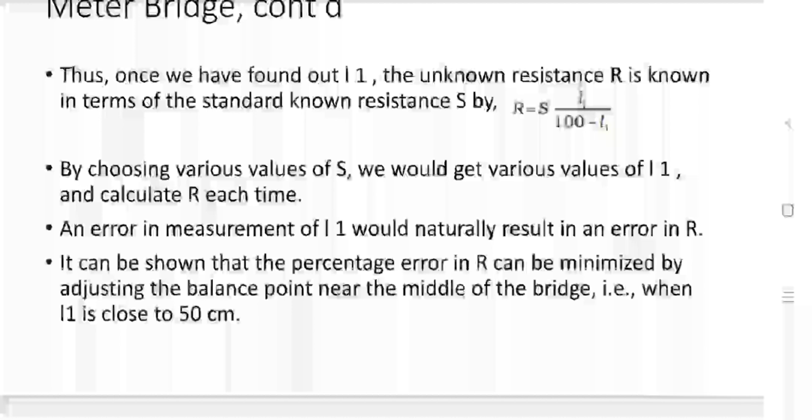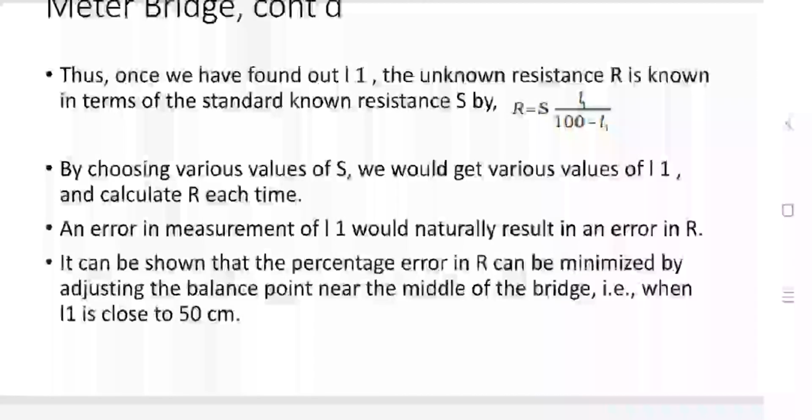Now the jockey we are moving manually, so we can get some error in the value of L1, and it is directly reflected in the calculated resistance value. Generally L1 is near the center. If a 100 centimeter meter scale length wire is there, then L1 would be around 50 centimeter. Now for that, one example we are going to understand.